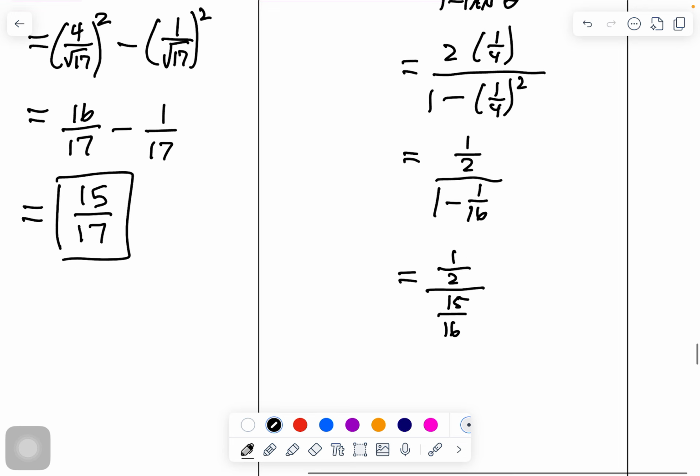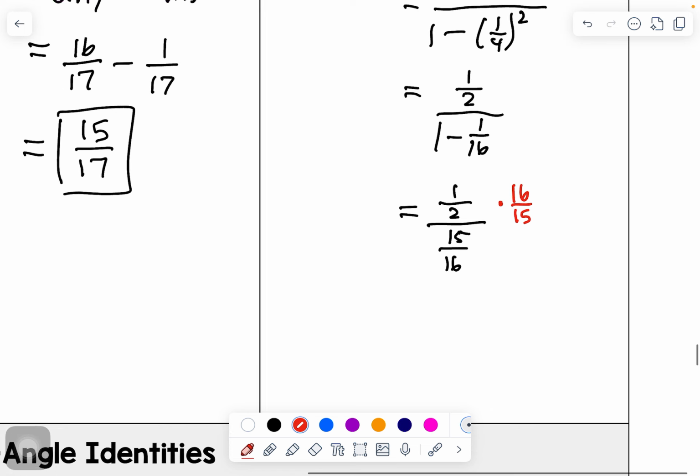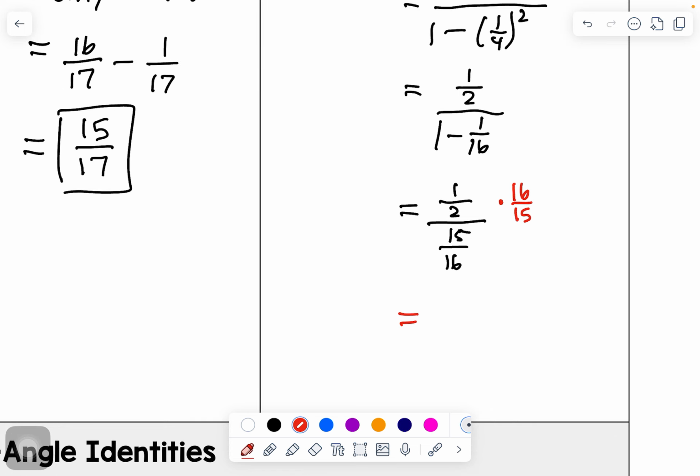But we never want to divide by fractions, right? We always want to multiply by reciprocals. So we'll multiply this by 16 over 15. And when we do that, the 2 and the 16 cancel to a 1 and an 8. So I think 8/15 ends up being our best answer.